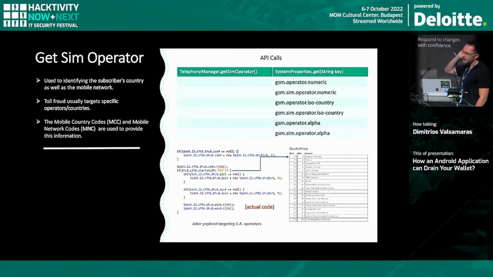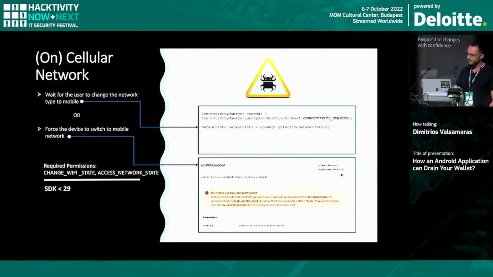Now on the lower side, I have actual code of one of the latest Joker payloads, which, as you see, checks if the information retrieved from the device starts with 655. This one actually belongs to the South Africa SIM operator. So if it starts with 655, it will proceed to the next steps.